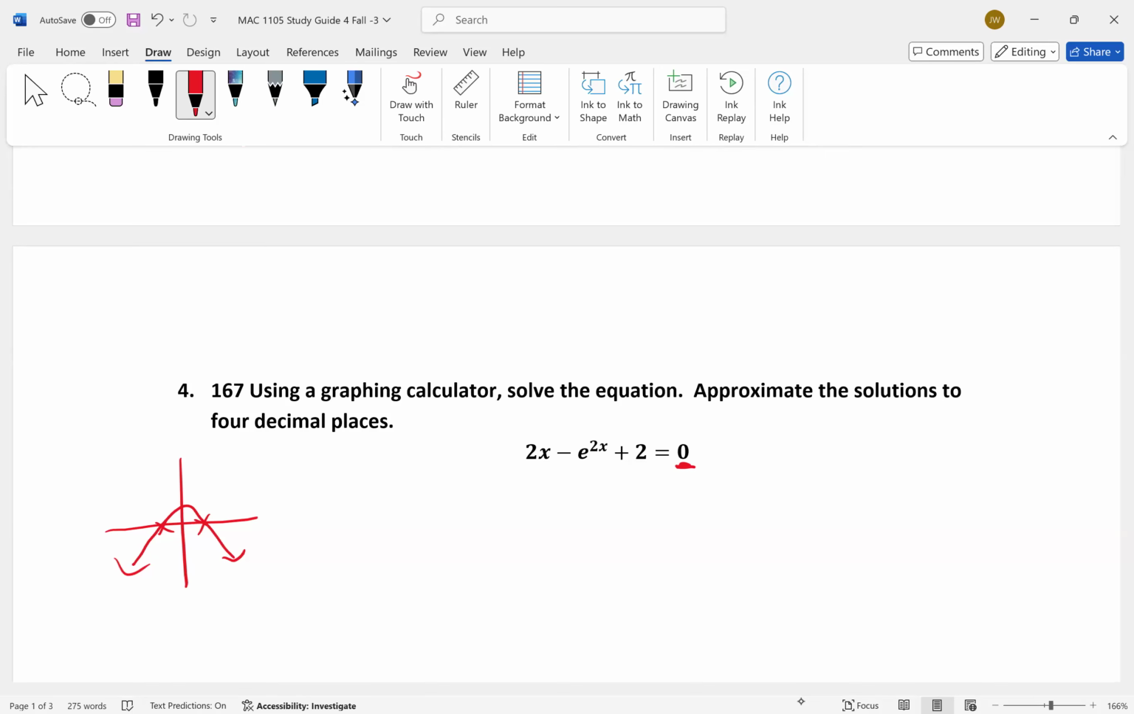Now I just find them. I hit second trace, zero. Left bound would be somewhere here, right bound would be here, and that will give me negative 0.9207. And my second one, left bound would be here, right bound would be here, and that comes out to be 0.5731. That's all it takes.